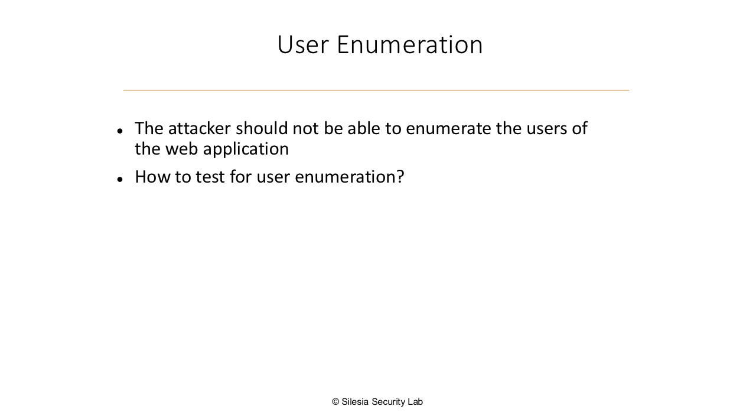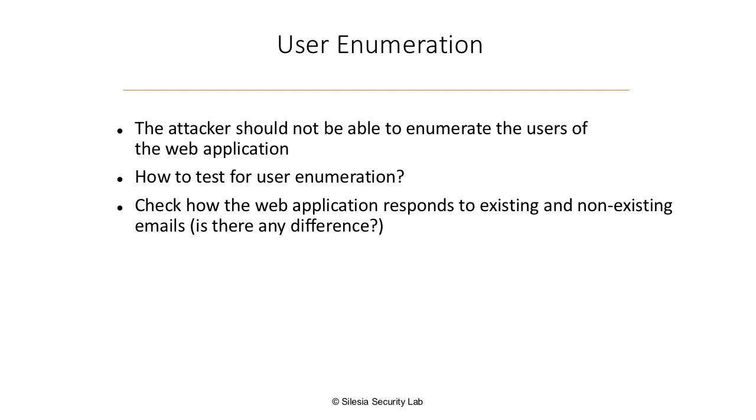So the question is how to do it, how to check if the user enumeration is possible or not. What you basically have to do is check how the web application responds to existing and non-existing emails. This is a kind of recipe for you, right? So if you want to check if user enumeration is possible, just do this quick test. How the web application responds to existing and non-existing emails.